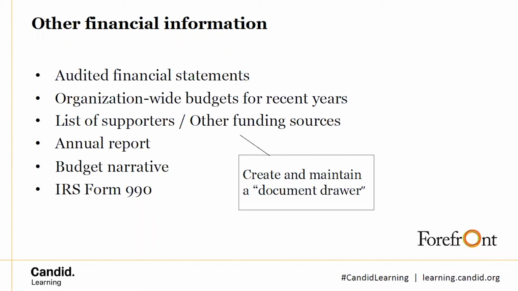In addition to the project budget itself, there are other financial documents a grant maker might ask you for. Frequently, you can see things like recently audited financial statements, organization-wide budgets for recent years, list of supporters and other funding sources, annual report, budget narrative. I mentioned that a little earlier. That's a description that accompanies the budget. It might be used to clarify specific line items, explain how costs are estimated. They might want your 990.